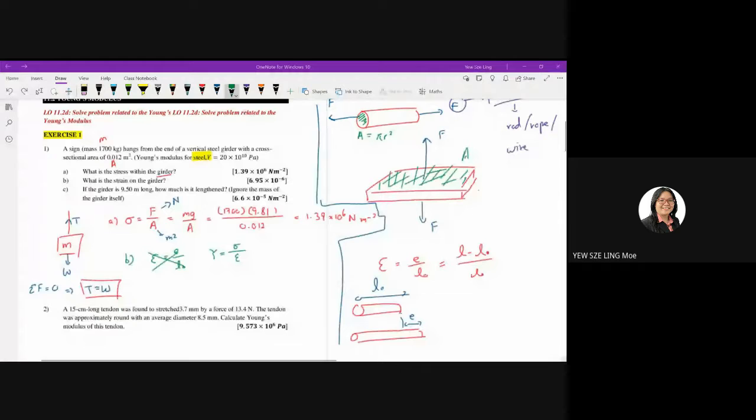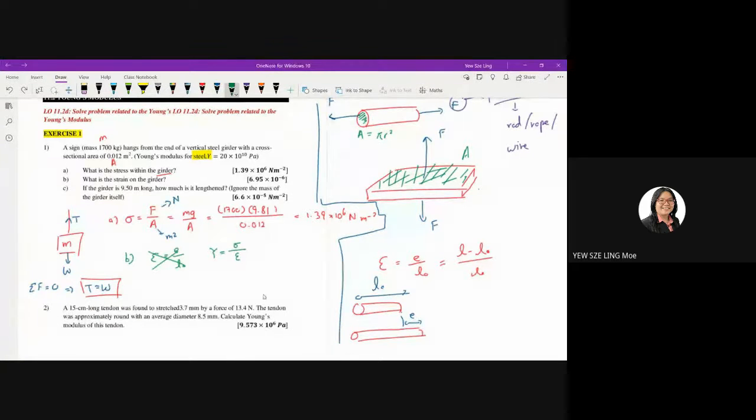Obviously we can, because we have already calculated stress in question A and Young's modulus is given: 20 times 10 to the power of 10. Pascal is already in SI unit, so you don't have to change it. You just have to make sure your stress, sigma, is also in SI unit, which it is. Newton per meter squared, they are both SI unit. Therefore, you can straight away plug in the value.